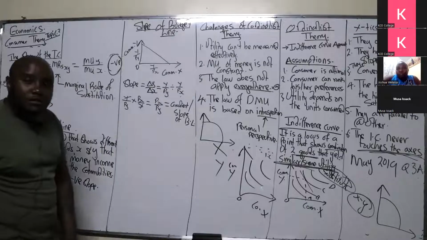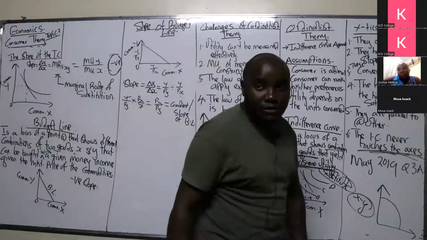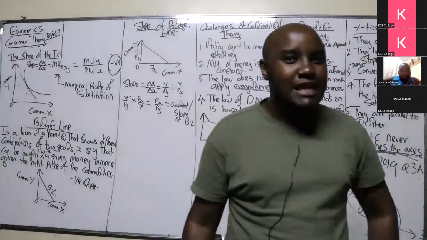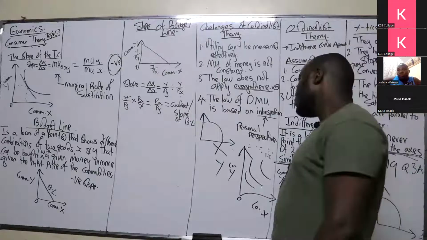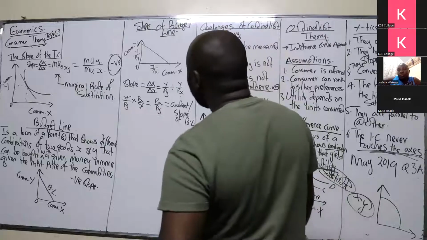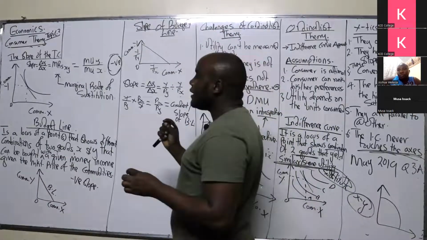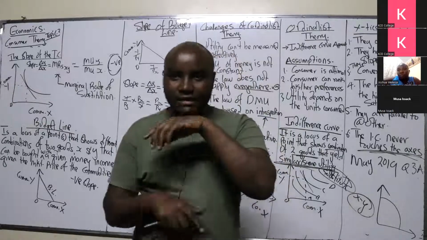Meaning what? Even automatically now, we can say something concerning the consumer equilibrium. Of course, the consumer will be at equilibrium whereby there is that equilibrium of the indifference curve and the budget line.